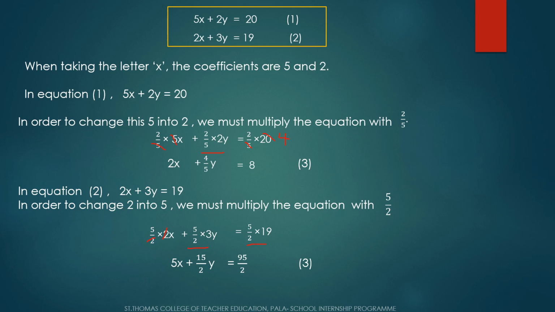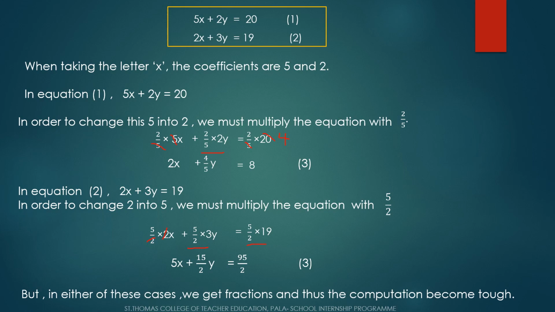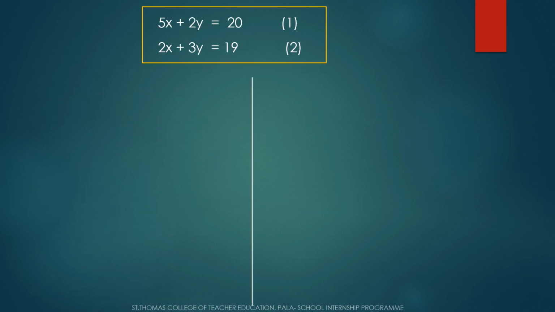Carefully analyze these. We could change the coefficient of x into either 2 or 5, but the coefficient of y changed into a fraction. So if we proceed using this equation, it will be more difficult for us to do the calculation. So let's think about some other technique so that we can make the coefficient the same. So all of you understood that it is not possible to change the coefficient either to 2 or to 5. Then, how can you make the coefficient of x the same?